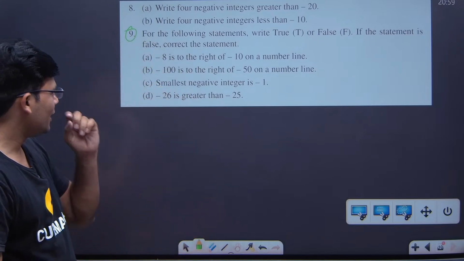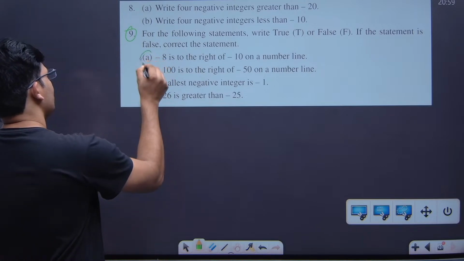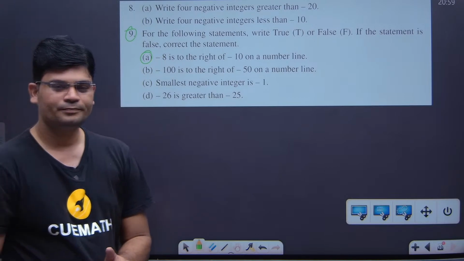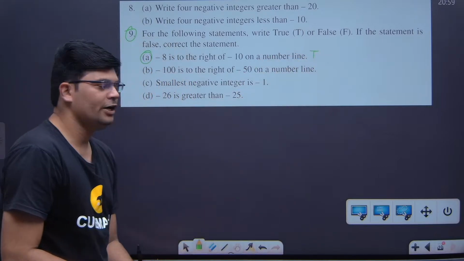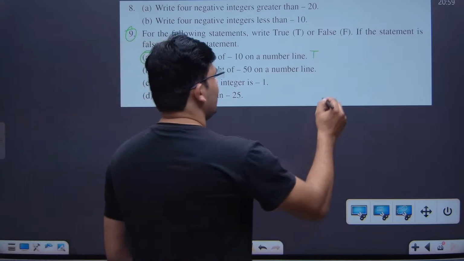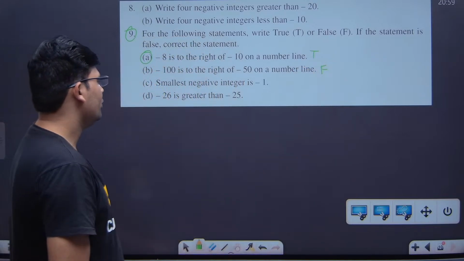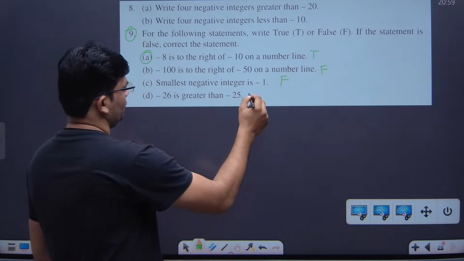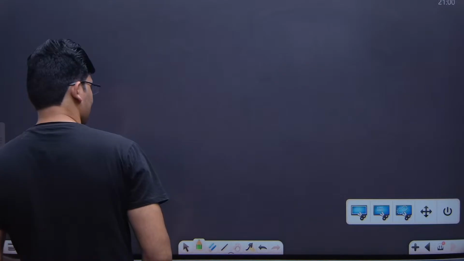For the following statements, write true or false. If the statement is false, correct the statement. The first question: -8 is to the right of -10 on the number line. Is it true? It is true. -100 is to the right of -50 on the number line. No, it's false. Smallest negative integer is -1. False. -26 is greater than -25. False. You are doing so well, my dear. Wonderful.